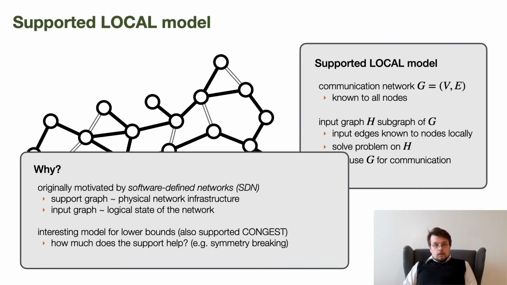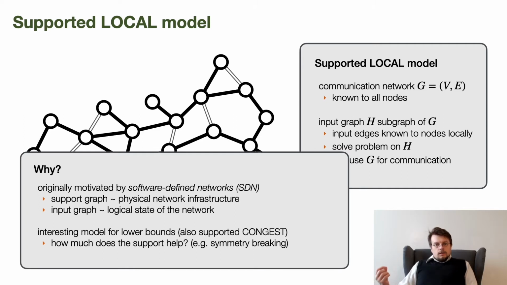So one might ask, why is this an interesting model? Originally this was introduced in the context of software-defined networking, and the basic idea is that this communication graph G corresponds to a physical network infrastructure which is fairly unchanging, and the input graph corresponds to the logical state of the network, for instance which communication links are available at this time.